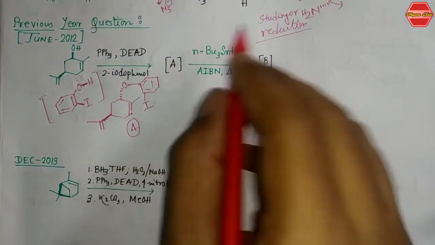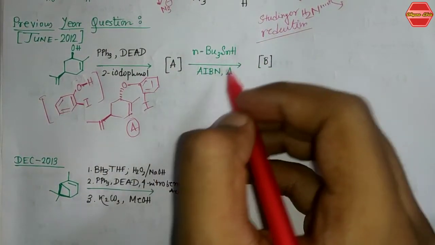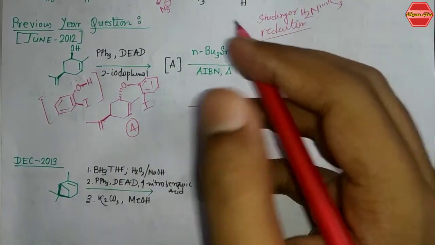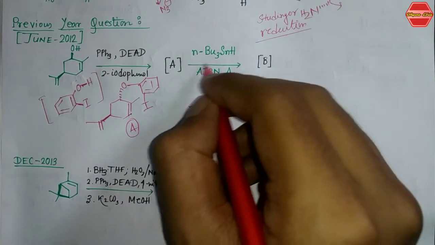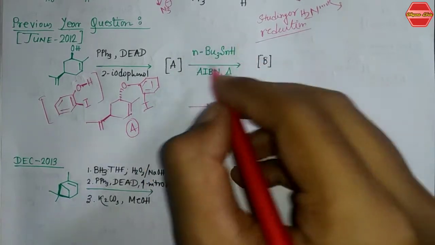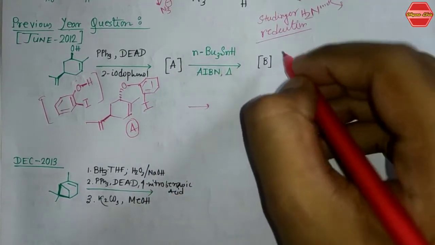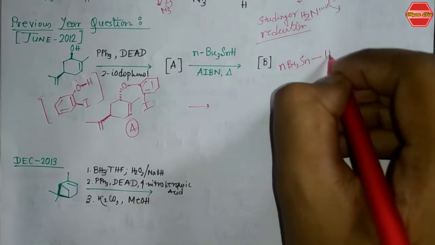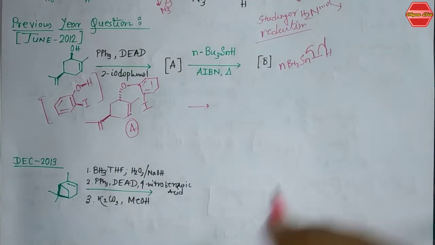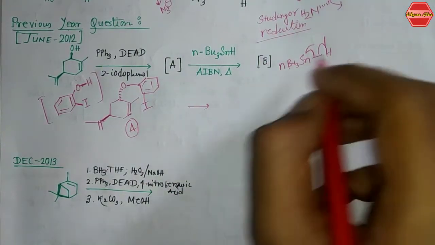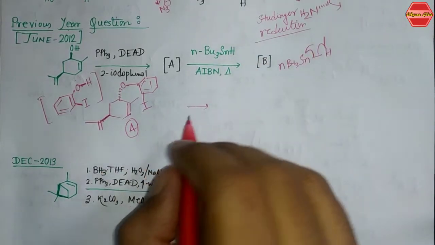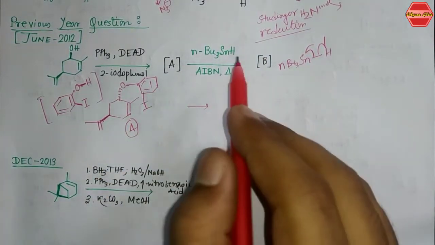Now what about B? You have been given Bu3SnH and AIBN. So you know that this is a source of radicals. AIBN is a radical initiator, and Bu3SnH is basically Bu3Sn and this hydrogen, which is a source of radicals. Now you have to predict what will be the product of B.